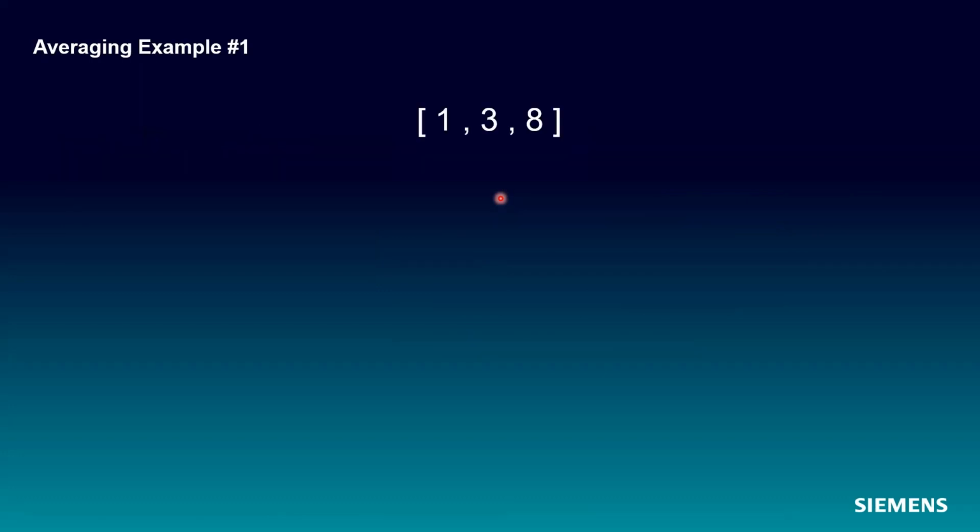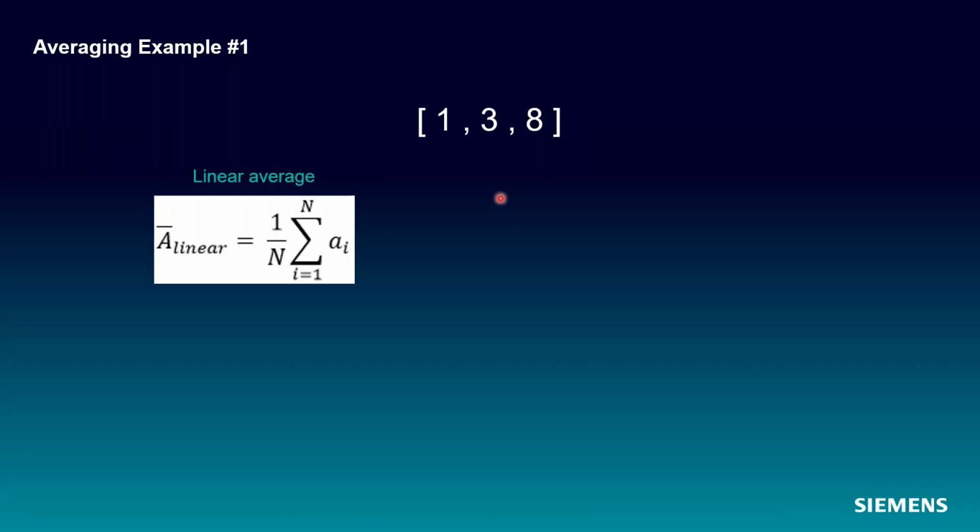So let's take a look at some simple examples with these amplitude values. We've got a really simple set of 1, 3, and 8, and we're going to compute the linear and energy averages of both of these. So again, real simple. I add them up, divide by 3. That's 12 divided by 3, or the linear average of these values is 4.